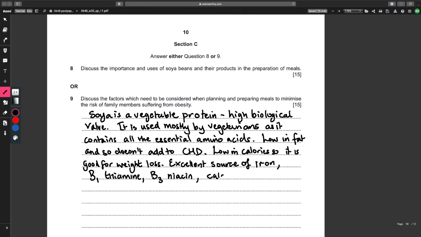It's also an excellent source of calcium, which is good for teeth and bones. So B1, thiamine, B3, niacin, calcium, which is good for your teeth and bones. It's also because there's no risk.